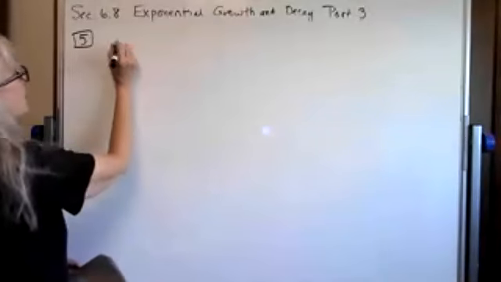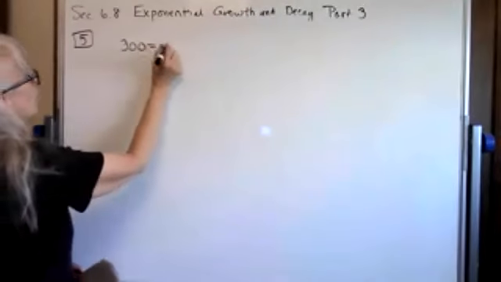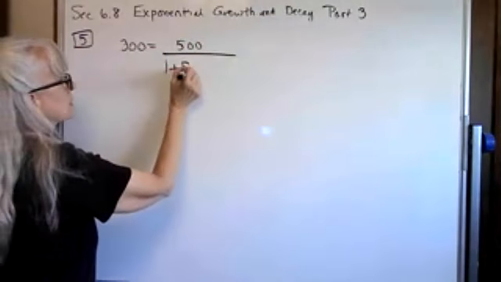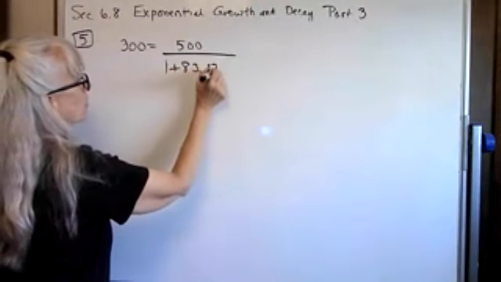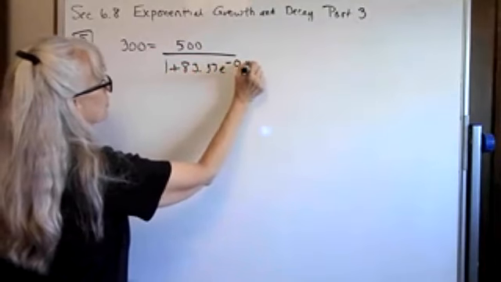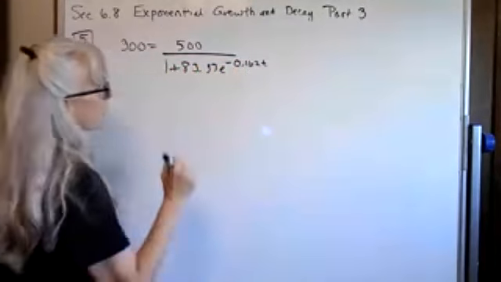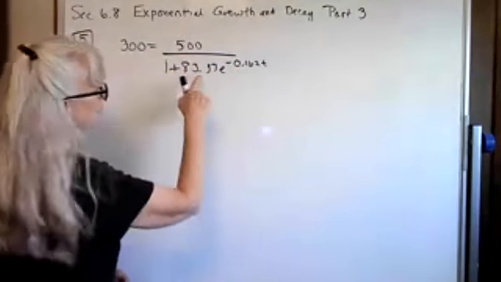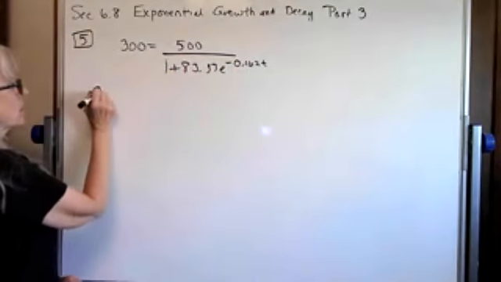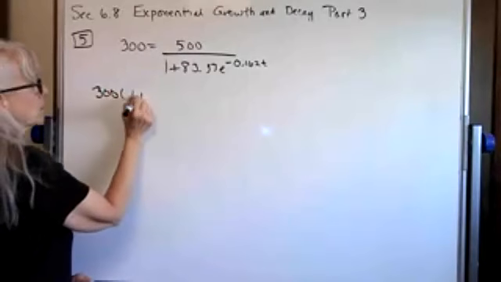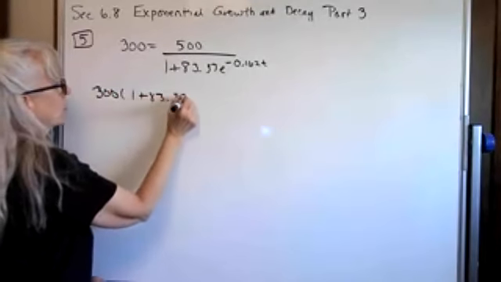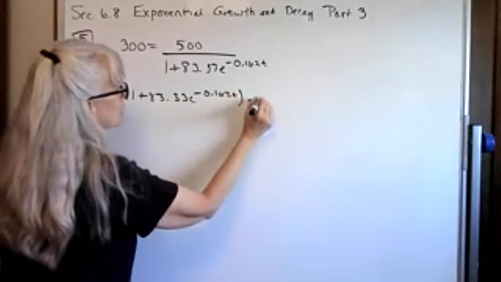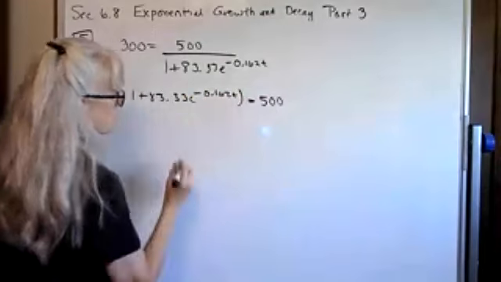So we're going to set 300 equal to 500 all over 1 plus 83.33 e to the negative 0.162t. Okay, got to solve it for time. So the very first thing you would do is clear the fraction. So we're going to multiply both sides by this denominator. So that would give me 300 times 1 plus 83.33 e to the negative 0.162t is equal to 500.